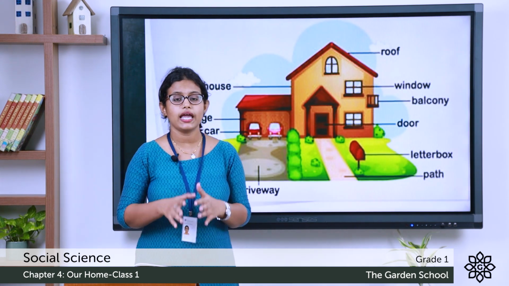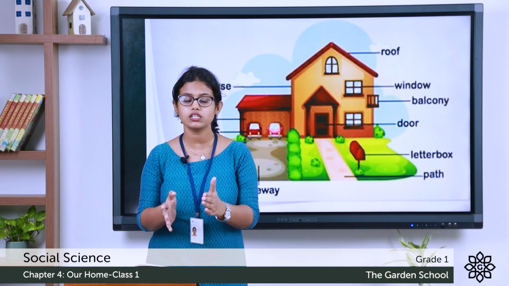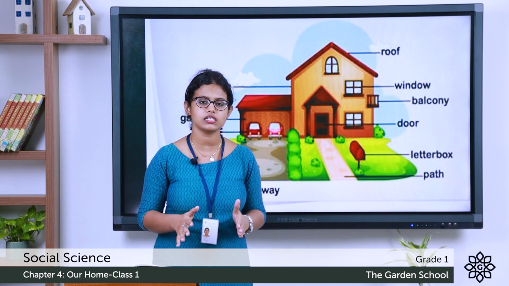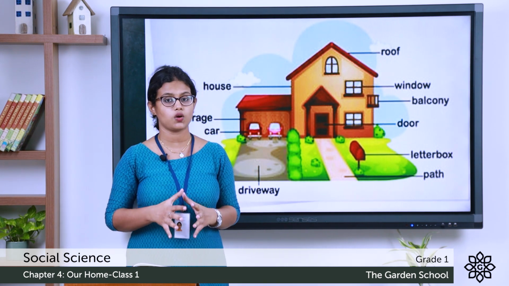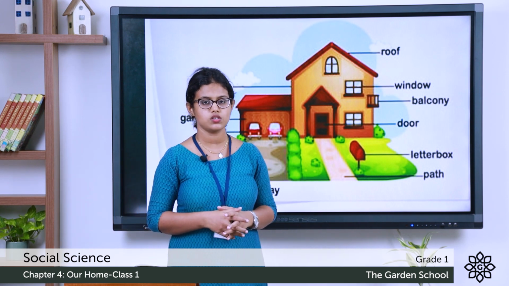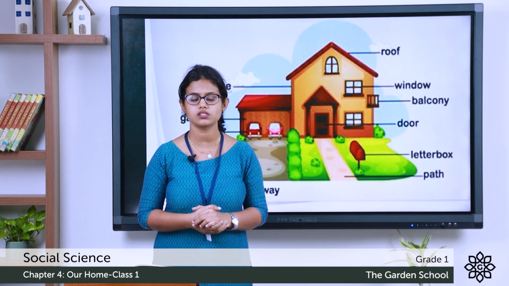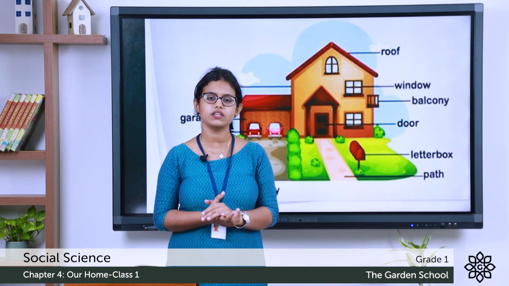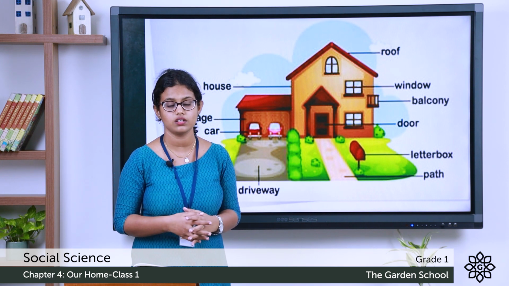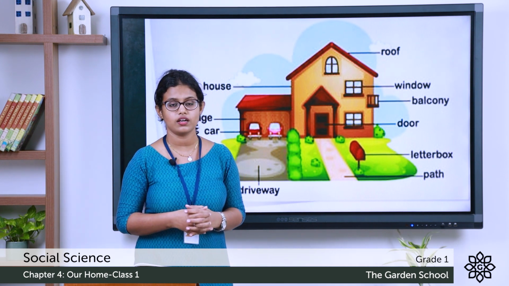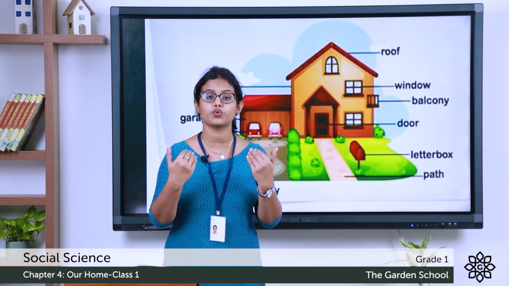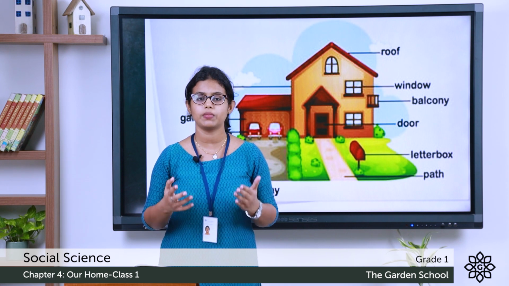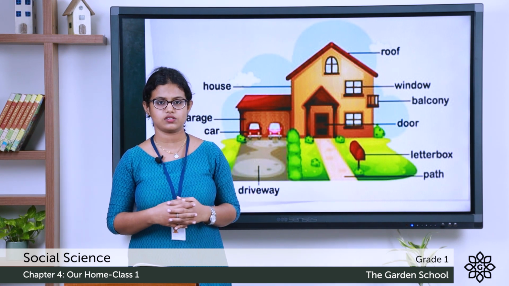Now let's see the external part of a house. We learned that house is a place where we live. And now let's discuss about the external part of a house. The roof of a house. So the roof protects our house from the rain, heat, cold, etc. Let me give you an example. When it is raining, you use your umbrella and the umbrella protects you from the rain. So likewise, the roof protects the house from heat, rain, cold, etc.